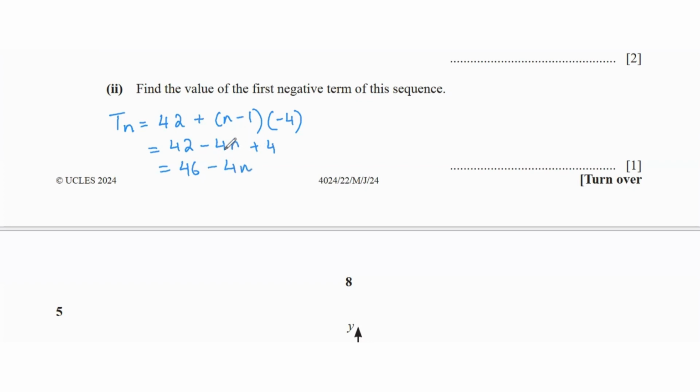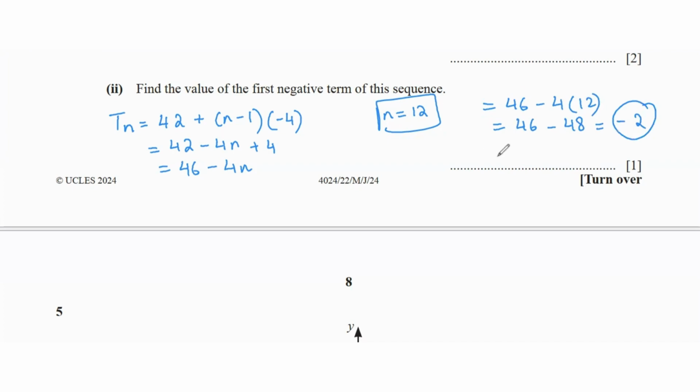For the first negative number, that's going to be at n equals 12. Because if we do 46 minus 4 times 12, that's 46 minus 48, which is negative 2. This is our first negative term of the sequence. So at n equals 12, we'll get our first negative term.